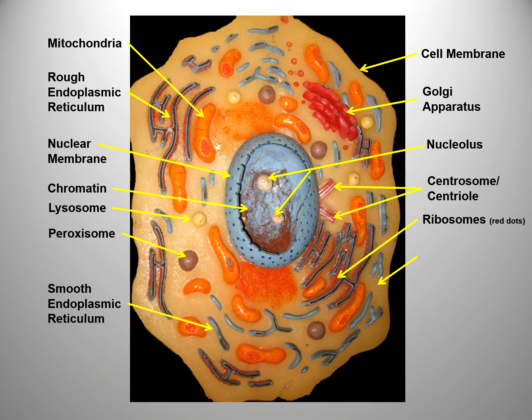You've got the ribosomes that are those little tiny red dots. Those are found throughout the cytoplasm and along the rough endoplasmic reticulum, which makes it rough. The smooth endoplasmic reticulum has to do with the transport and modification of lipids. And then the cytoplasm is all that jelly-like substance that surrounds and supports those organelles.